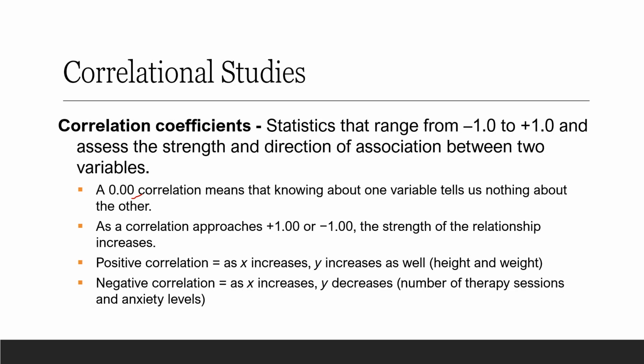So there are two directions, positive and negative. If the direction is positive, then as x increases, y increases as well. For example, your height and your weight, that's a positive correlation. An example of a negative correlation, on the other hand, would be number of therapy sessions and anxiety levels, because in a negative correlation, as one variable increases, the other decreases. So the more therapy sessions that you have, the lower your anxiety levels would be. Okay, so those two are negatively correlated.